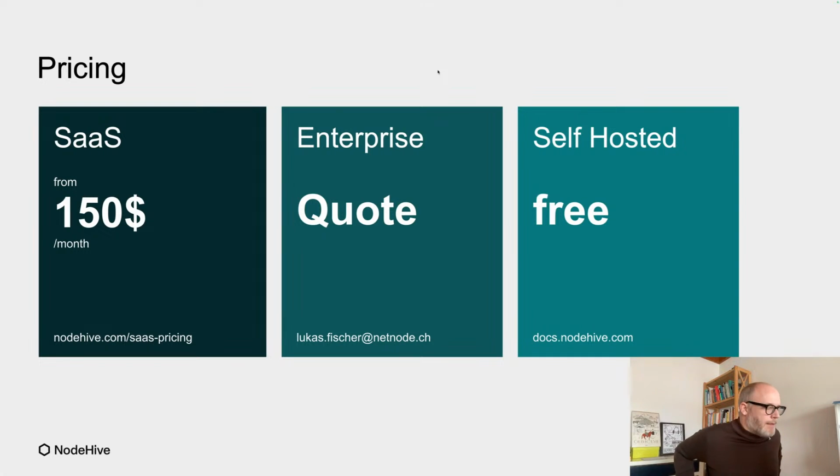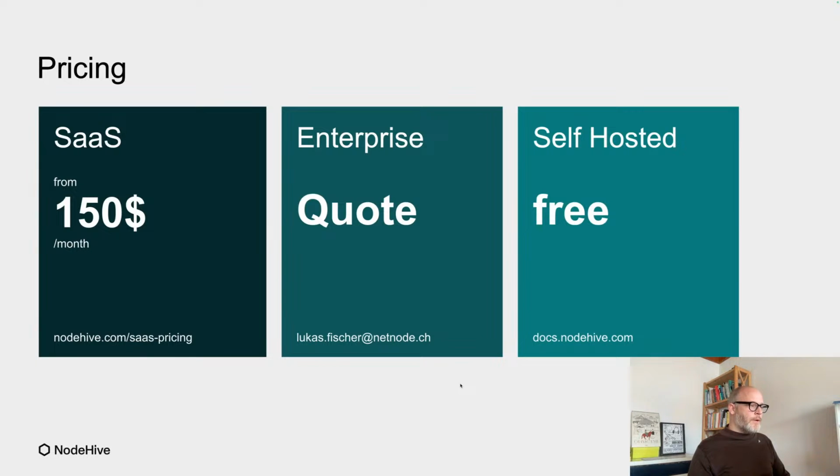Then, pricing. We have several models you can start using NodeHive. We offer a SaaS solution where you can start from $150 a month. You can also calculate the pricing yourself on nodehive.com/SaaS pricing. It's the pricing site on nodehive.com. If you have an enterprise project, typically we create a quote for that, especially if you have a lot of spaces, a lot of users, and there are additional questions on how to set up, and we are here to help you around that.